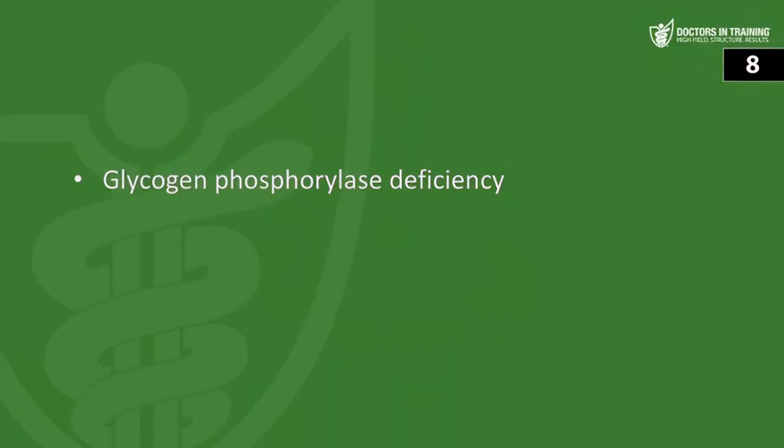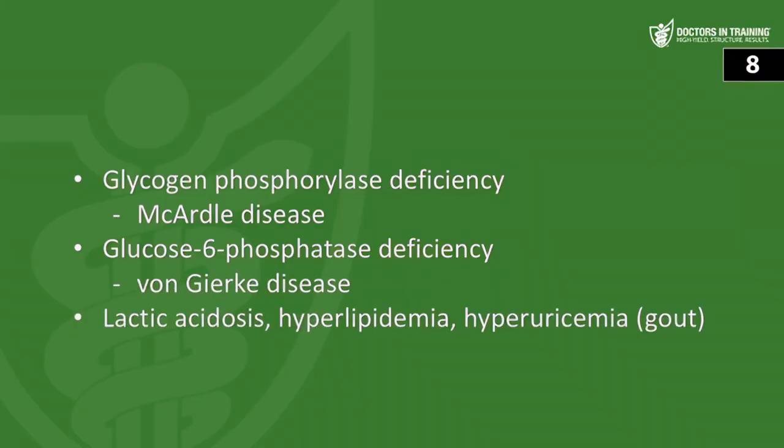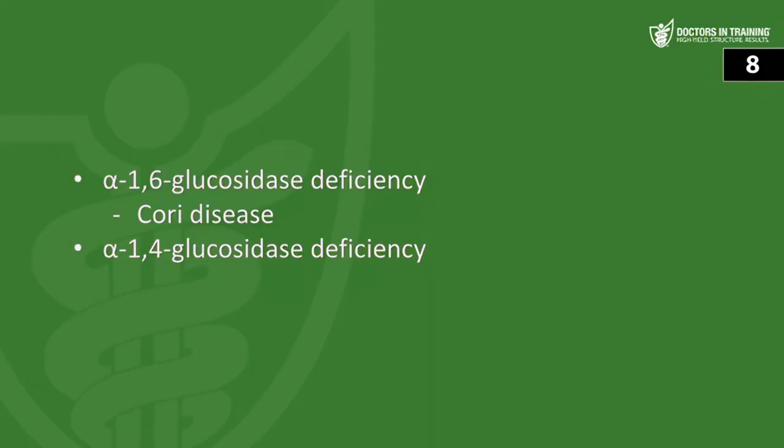Last question, which glycogen storage disease matches each of the following phrases? So glycogen phosphorylase deficiency is McArdle disease. Glucose 6-phosphatase deficiency is von Gierke disease. We just mentioned that. Lactic acidosis, hyperlipidemia, and hyperuricemia is von Gierke disease. Alpha-1,6 glucosidase deficiency, that's debranching enzyme, which is deficient in Cori disease. Alpha-1,4 glucosidase deficiency is Pompe disease.